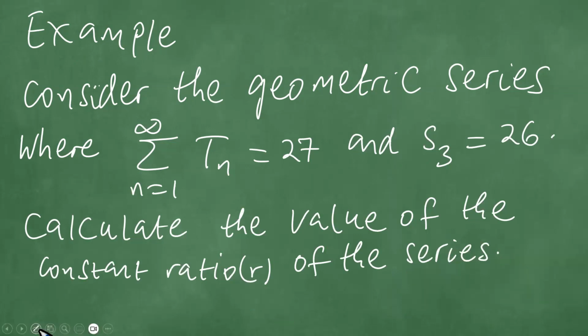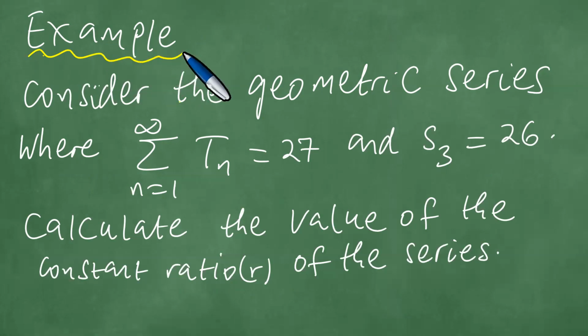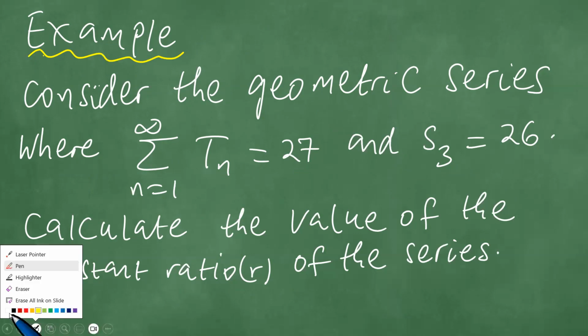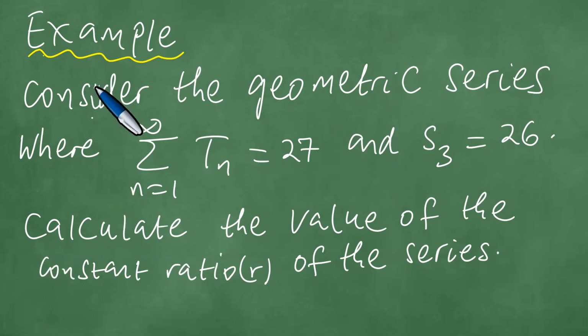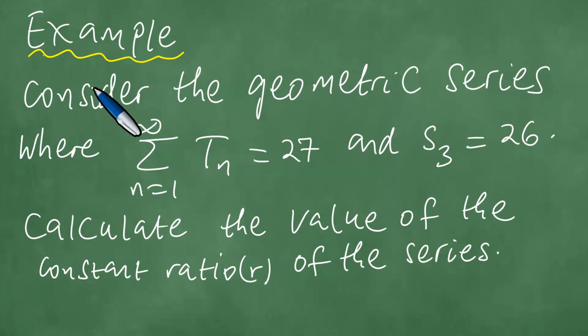Like I said, this one is for you, Ayanda. Past exam question, what do you think? Consider the geometric series. It says that the infinite series is 27, but the sum of the first 3 terms is 26. It's already a geometric series, so we're using the formula Tn equals AR to the power n minus 1. I'm giving you 2 minutes to say, how do you think we start here?